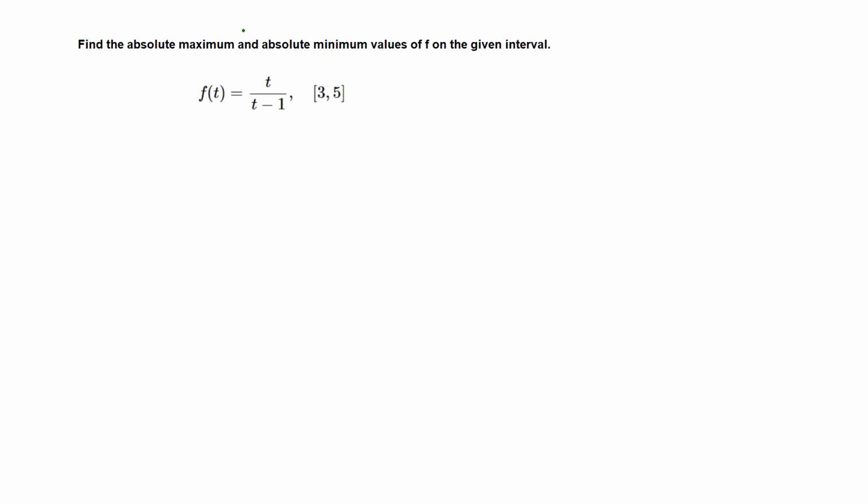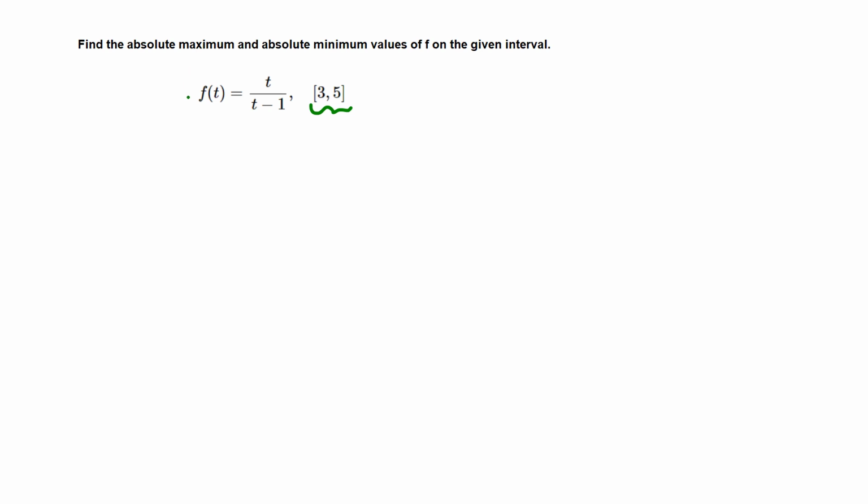Find the absolute maximum and absolute minimum values of f on the given interval. Our function is t over t minus 1. The domain of this function is all real numbers except 1. But we are looking in between 3 and 5, so this 1 is just outside of our interest. So we don't have to worry about that part.